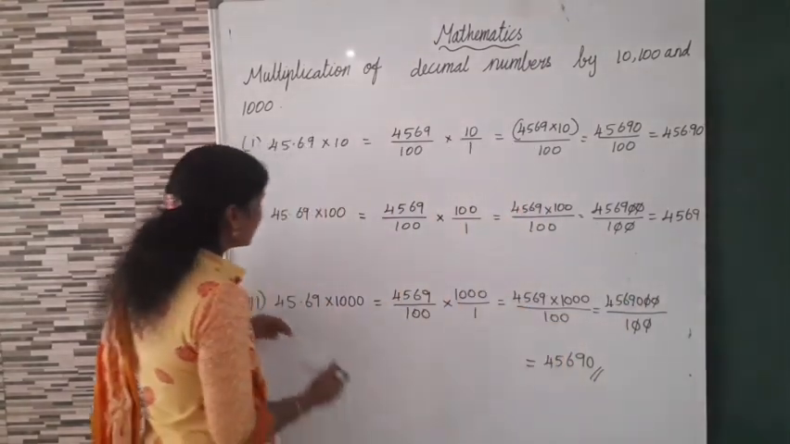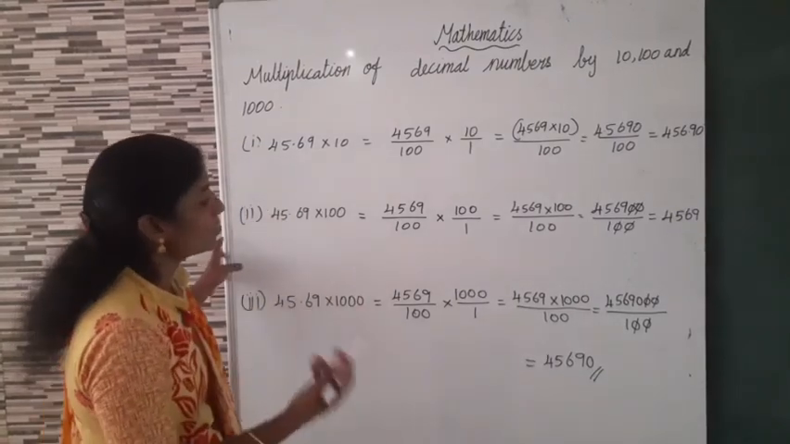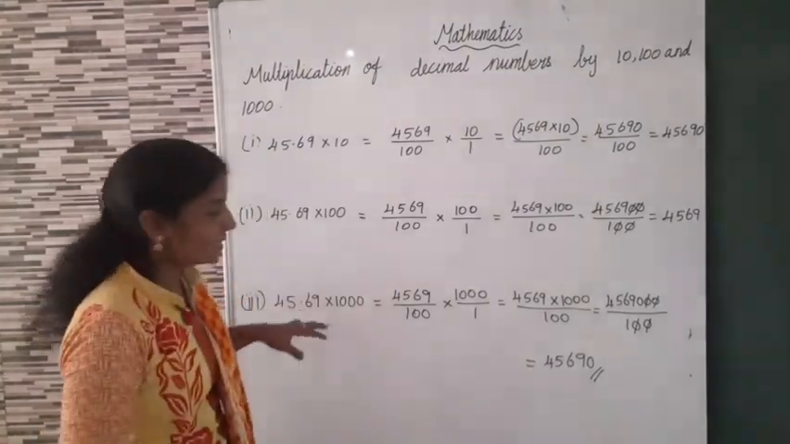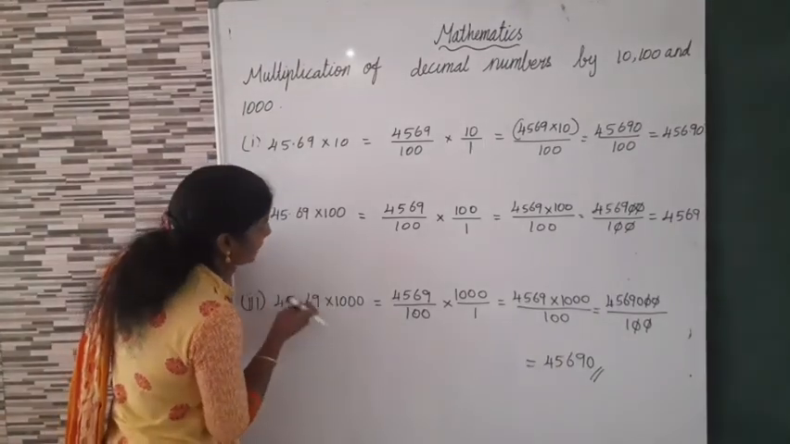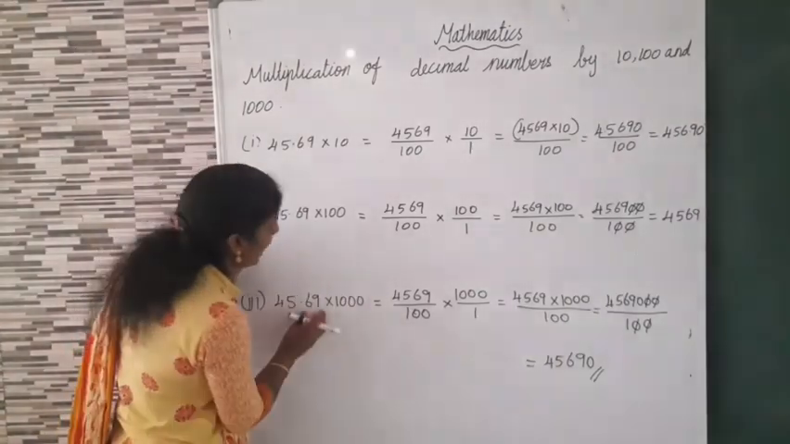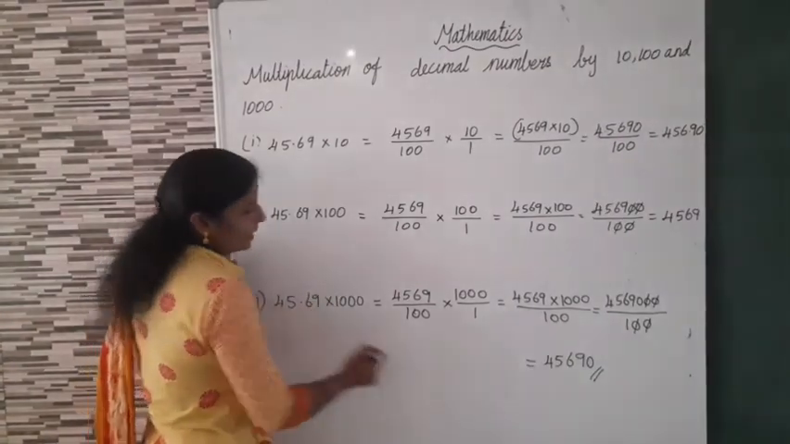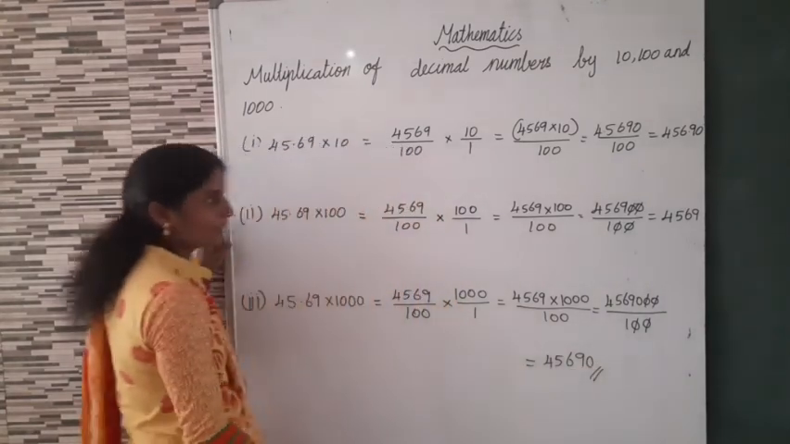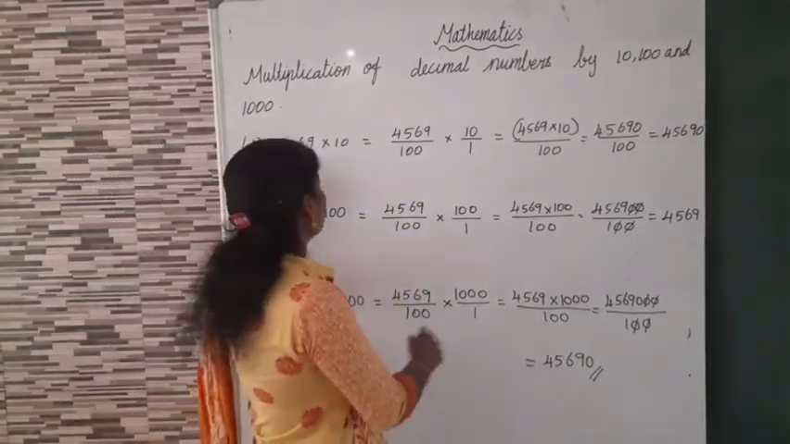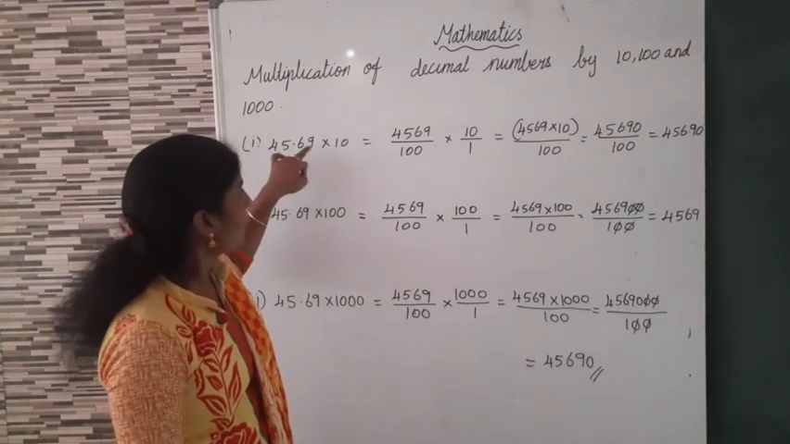4569. Suppose we multiply by 1000, it means the decimal point shifts to the right by 3 places. Here, on the right side of the point, we have only 2 places, so we need 3 places. So we can add 1 zero here. So that answer is 45690. Clear? Here, multiply by 10 means this point shifts to the right by 1 place.